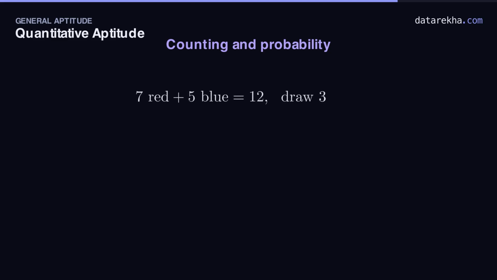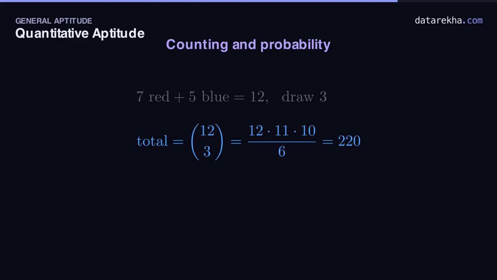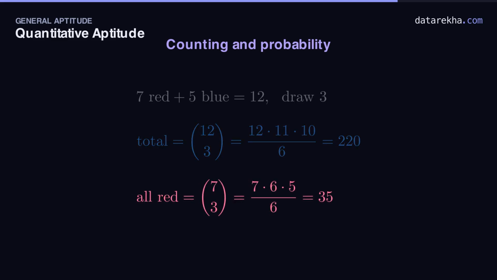And the two ideas meet here. A bag holds 7 red and 5 blue balls. You draw 3 at once. The chance all 3 are red. Order does not matter. So combinations. Total 3-ball draws is 12 choose 3, 220. The all-red draws come from the 7 reds alone. 7 choose 3, 35. Favorable over total. 35 over 220, which tidies to 7/44, about 16%.